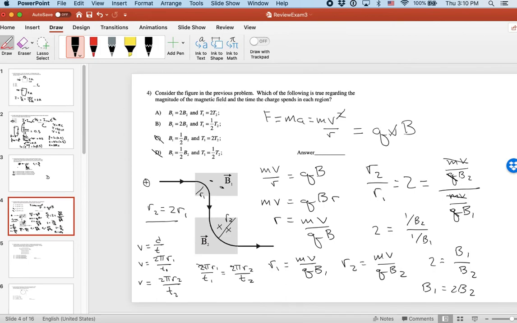My 2 pi's cancel, and I can solve for t1. If I cross multiply, I get t1 r2 is equal to t2 r1, and it follows that t1 is equal to r1 over r2 times t2. What does r1 over r2 equal? Looking up here, r2 over r1 is equal to 2, so I flip that and I get 1/2 t2. So my answer is t1 is equal to 1/2 t2. That's going to be this one, B. So 4 is B.